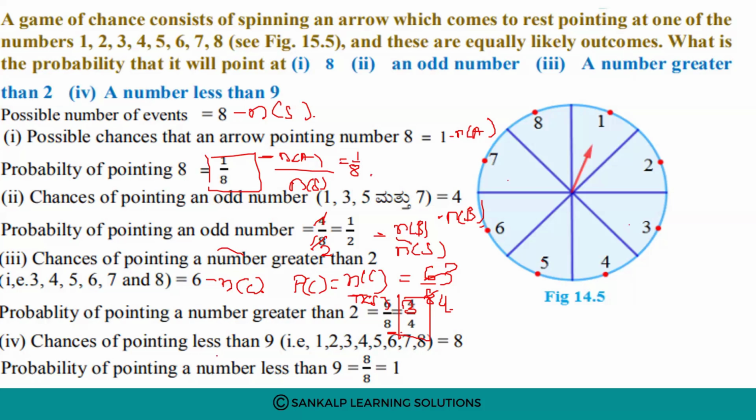Next one. Chances of pointing less than 9. Less than 9 means all numbers are less than 9 only. 1 to 8, all numbers are less than 9. So 1 to 8 means 8 numbers, so the chances of pointing less than 9 are 8 numbers, that is n of D. So the probability of pointing a number less than 9 is n of D divided by n of S. So n of D is 8 divided by 8, that is 1. Right? And such types of questions will be asked for 2 marks or 3 marks.